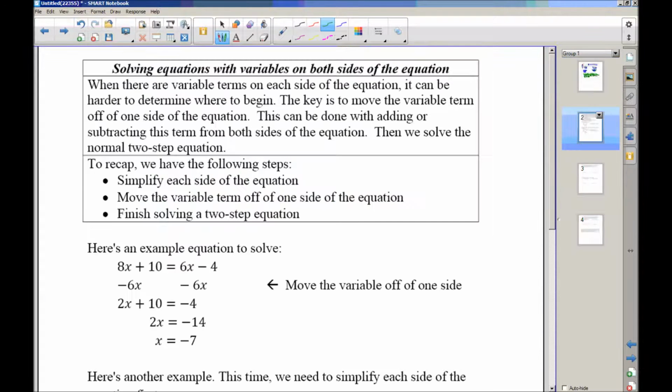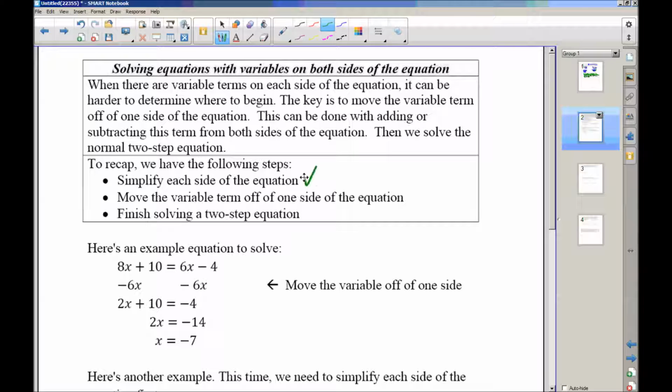Alright, second page. Solving equations with variables on both sides. So when there are variables on each side of the equation, it can be harder to determine where to begin the problem. Okay, so the key here is to move the variable term off of one side of the equation. This can be done with adding or subtracting this term from both sides of the equation, and then we solve the normal two-step equation. To recap, one more time, we have the following steps.